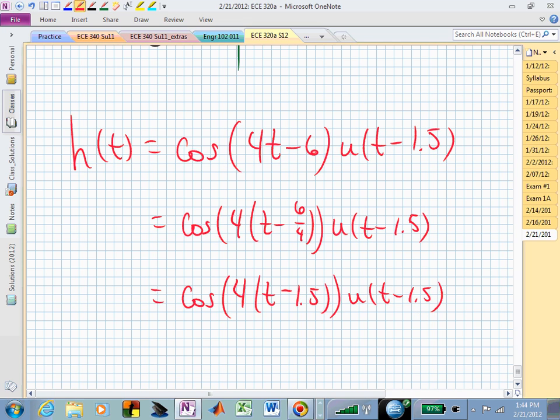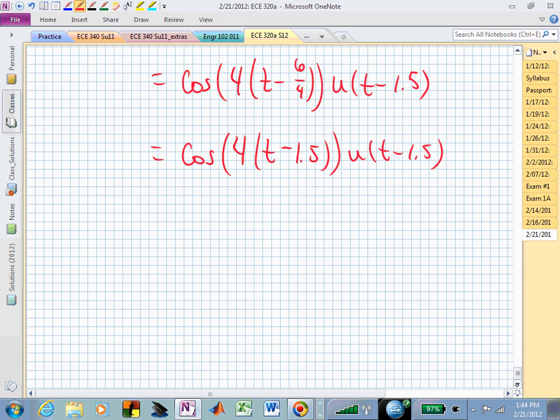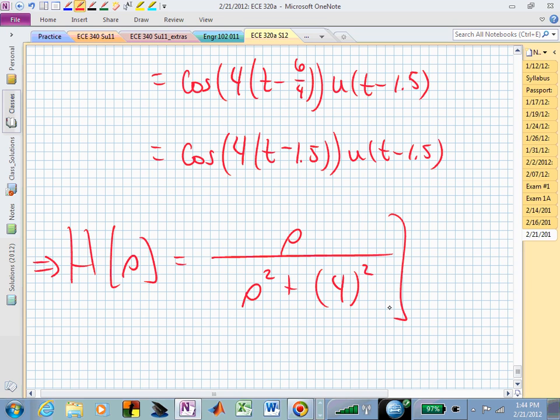And now I have exactly what I had before, except everything gets shifted by 1.5 units of time. And I know how to handle a shift. That's just a scaling by e to the minus s t naught, where t naught is the amount of delay. If you had an advance, you would have a negative t naught. You would be saying e to the s 5 if you had u of t plus 5, for example. Is that clear? In this case, what's our h of s? We now have h of s equal to s over s squared plus 16, or 4 squared, and we need to scale that by e to the minus s t naught, where t naught is 1.5.